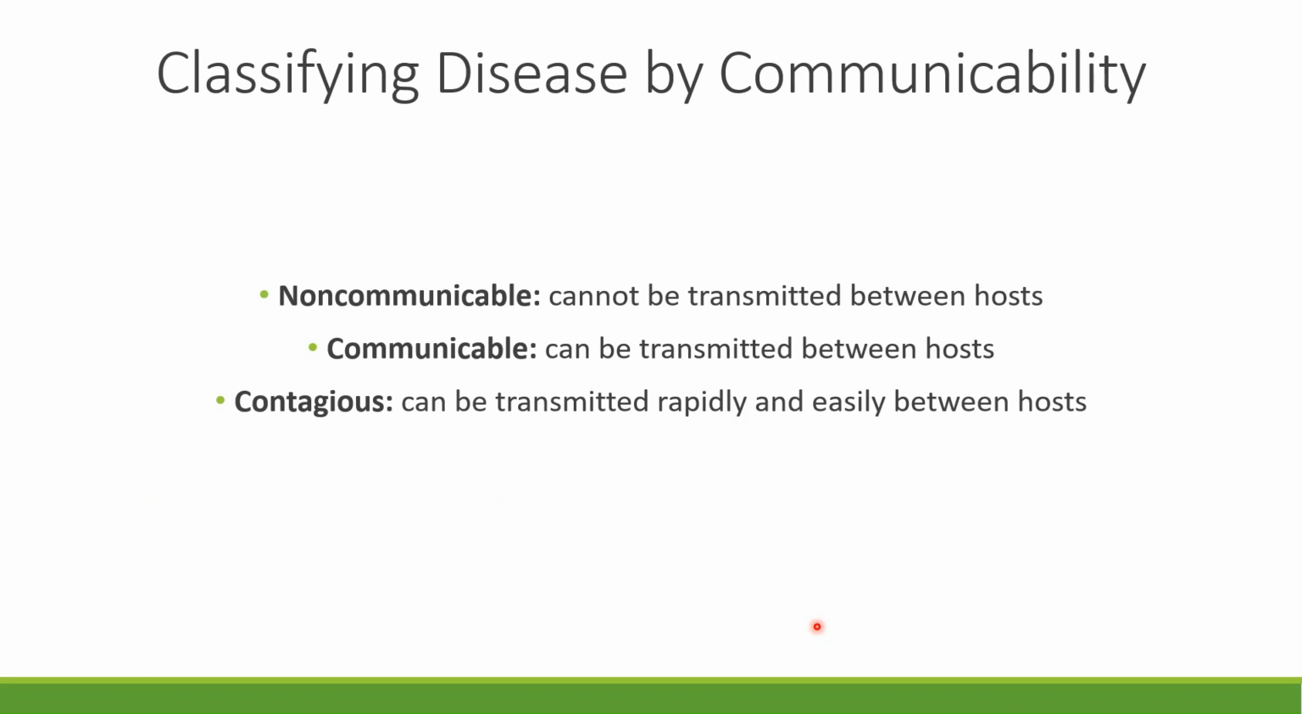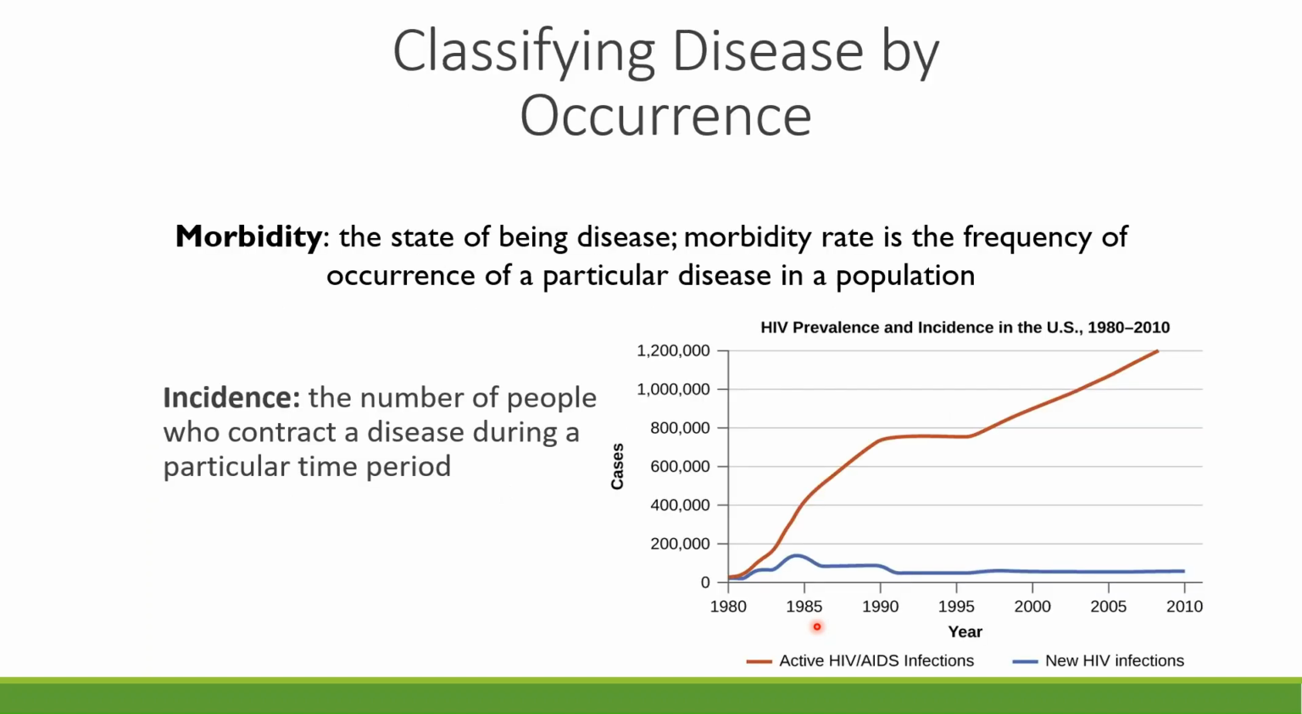and we can classify disease by how communicable it is. Well, what does that mean? Non-communicable means that it cannot be transmitted between hosts. Communicable means it can be transmitted from one host to another. And finally, contagious means it can be transmitted rapidly and easily between hosts.